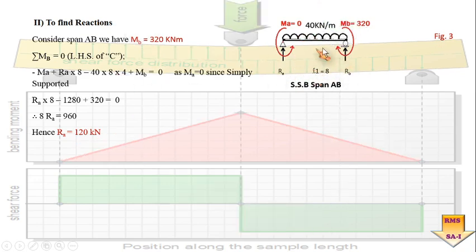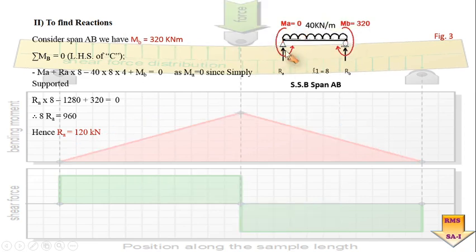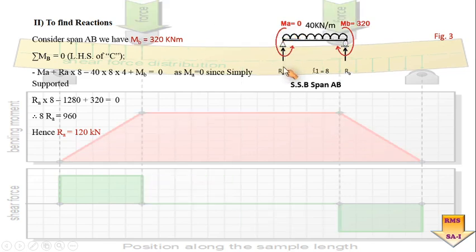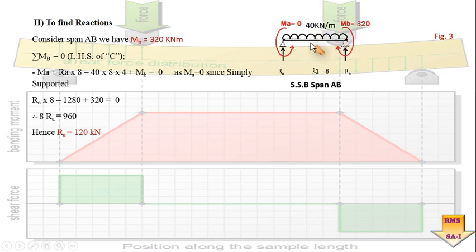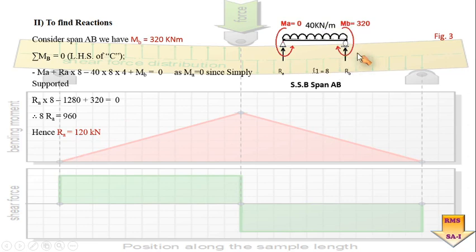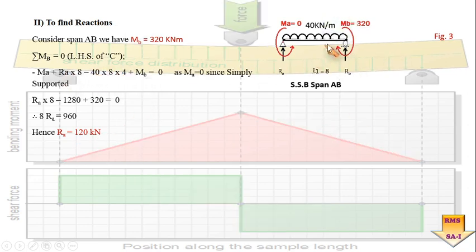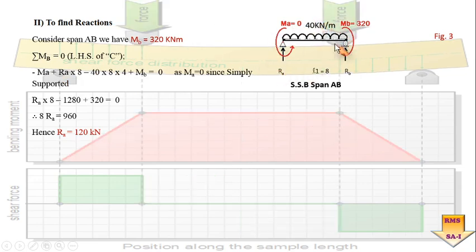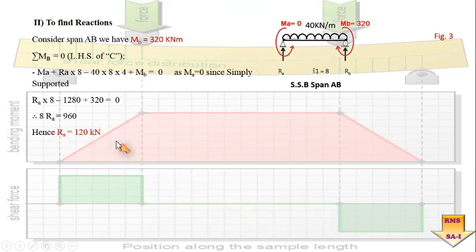So what I did is, I took a moment about point B. While taking a moment about point B: MA minus MA plus RB into 8 minus 40 into 8 into 4 plus 320, that is MB, is equal to 0. After simplifying, in this equation I have taken the moment of all the forces present in this case and equated it with 0. Therefore we are getting RA equal to 120 kilonewton.